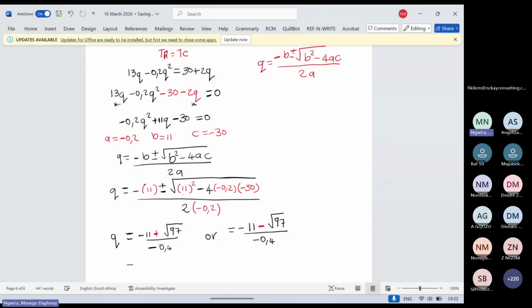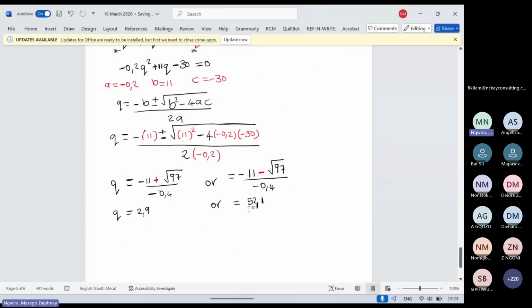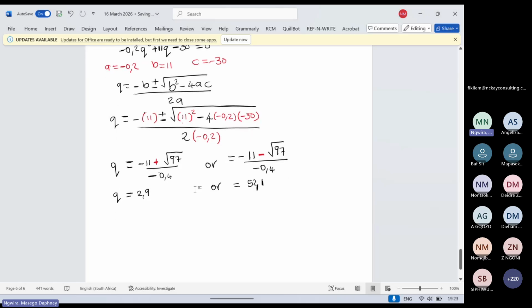So my two answers, Q is going to be equal to, for this one, 2.9, yes, or for this one, the answer is going to be 52.1. So these are the two quantities, two Qs. We have two answers here. These are what we call the roots.